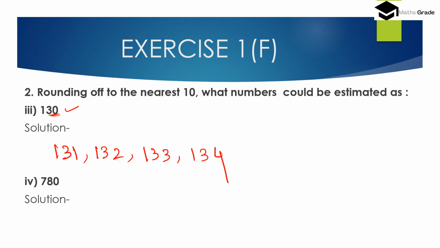And if the unit place digit is 5 or more, then we have to add 1 to the tens place digit. If the tens place digit is 2 and the unit place digit is 5, that is 125. 125 rounded to the nearest 10: the tens place digit 2 changes to 2 plus 1, that is 3, and this 5 changes to 0, so it will be 130. So the number is 125.